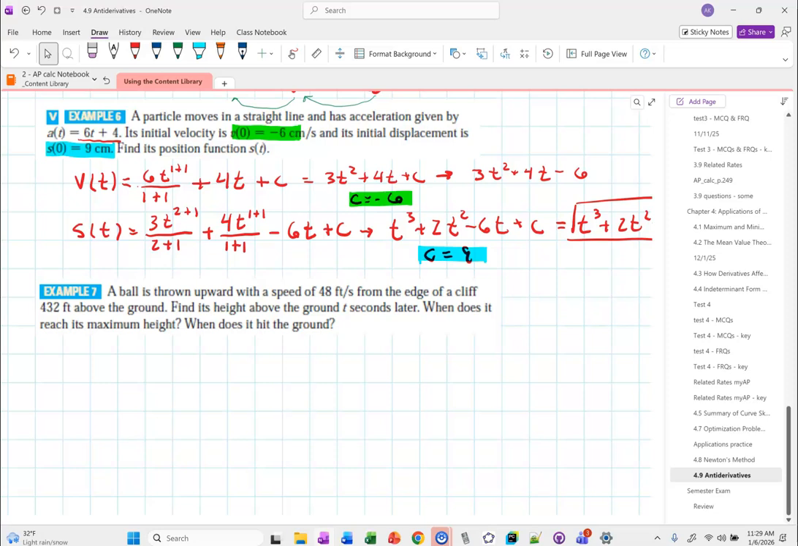Okay. Last example, and we'll be done for today. Sound good? All right. A ball is thrown upward with a speed of 48 feet per second from the edge of a cliff 432 feet above the ground. Find its height above the ground after t seconds. When does it reach its maximum height? When does it hit the ground?